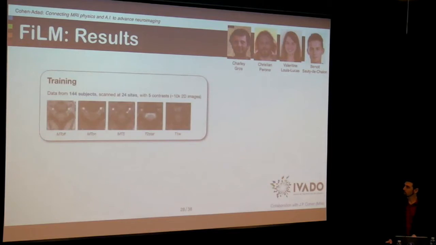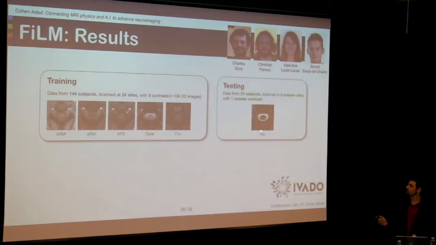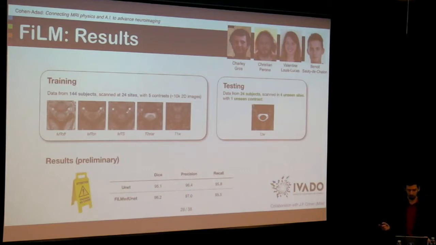And these are some preliminary results, which were based on 5 different contrasts for the training. And the testing was done on another contrast that has not been seen during the training. So a new contrast, but also new sites. Results, extremely preliminary, it came out this morning, is that when we compare the traditional U-Net with the U-Net modified by applying the FiLM modification for each layer, we see a slight improvement of the Dice. Again, this is extremely preliminary, so we didn't really have time to brainstorm and analyze those results. But we're getting there.